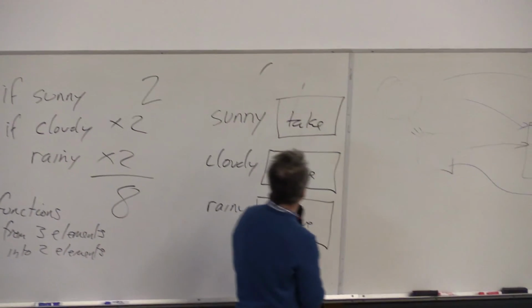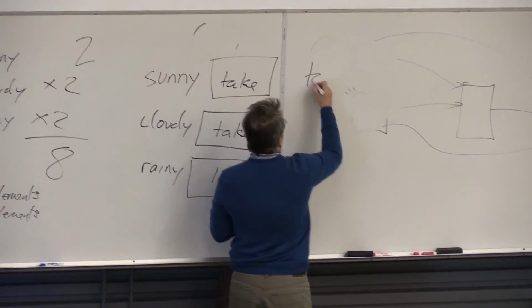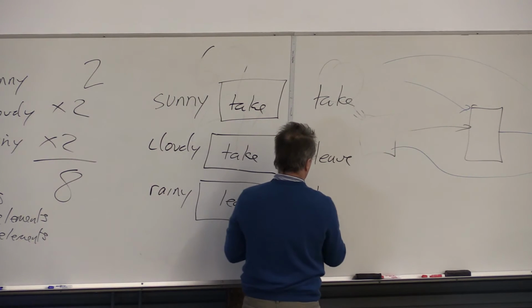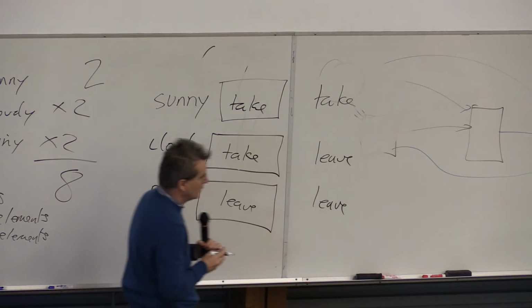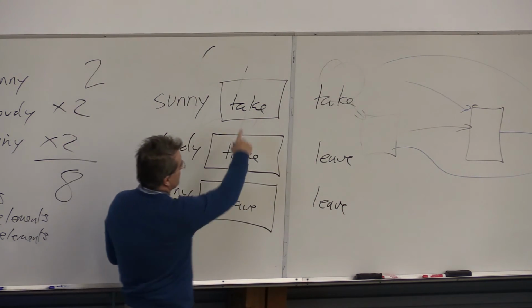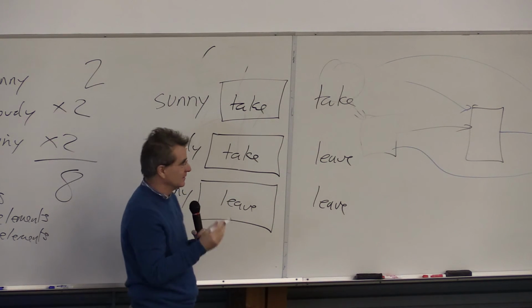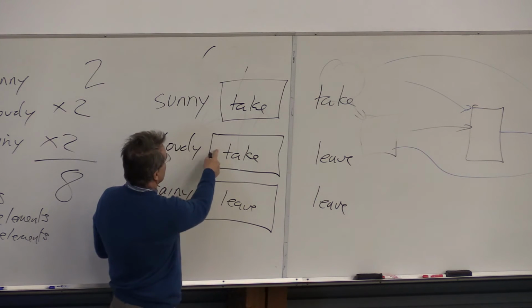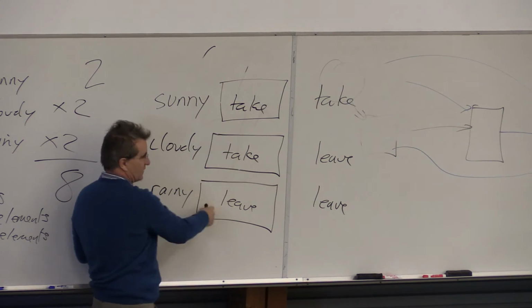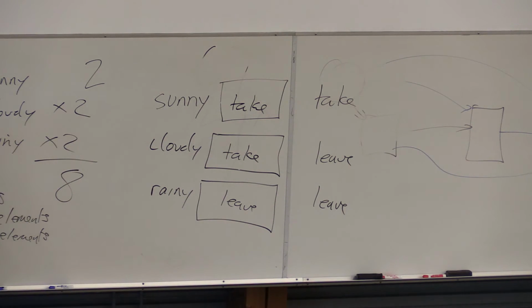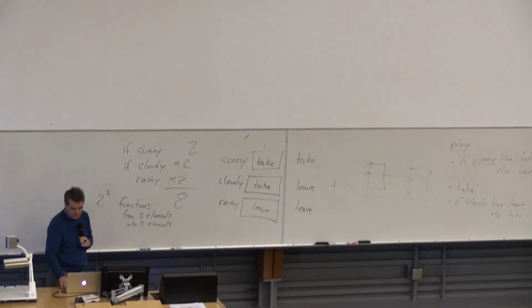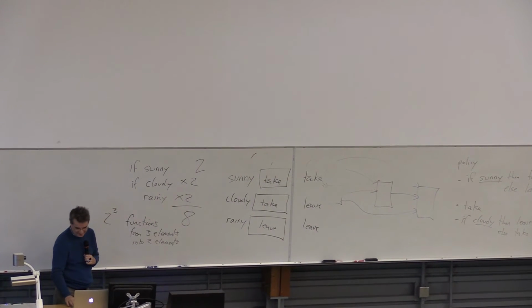If sunny, then take, else leave is take, leave, leave. Take all the time is just take, take, take. If cloudy, then leave, else take. It says leave here and take, so it's take, leave, take. Does that make sense? Okay, good. Any questions about that? You get used to it. All right.